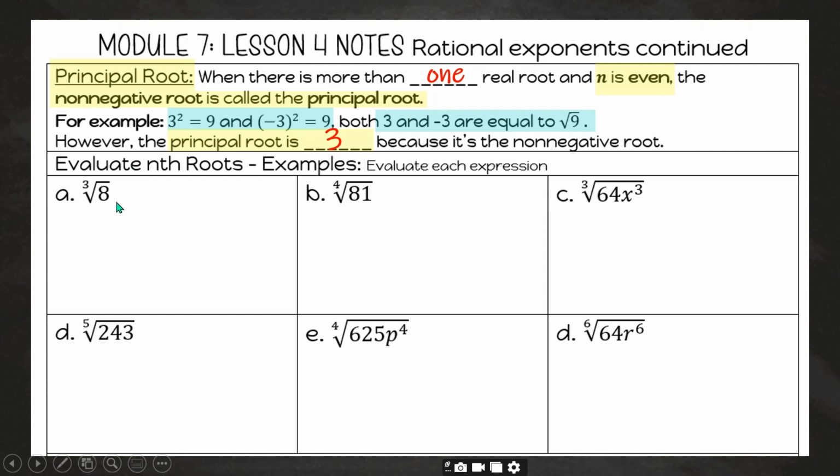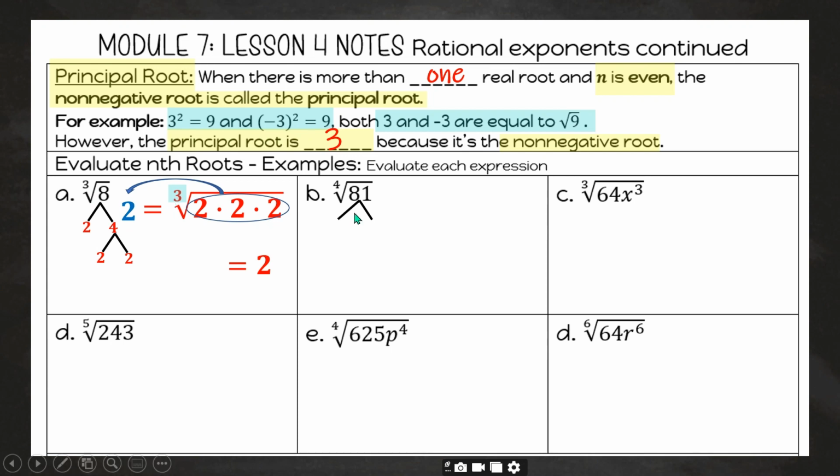So here we're going to evaluate each expression. We need to find the third root of 8. Well, first we need to find the factors of 8. What are all the things that multiply together to give me 8? Well, 8 is 2 times 4, and 4 is 2 times 2. So if I'm looking to figure out what the third root of 8 is, well, guess what? 2 times 2 times 2. So I have 3 2's. If I multiply all those together, I get 8. Because my index is 3, I now know that the third root of 8 is just equal to 2.